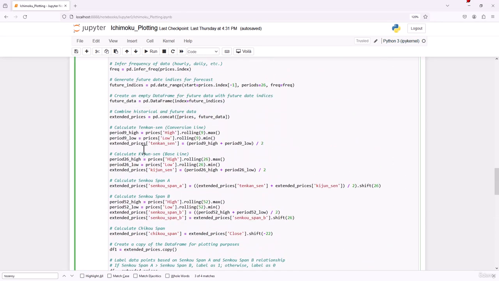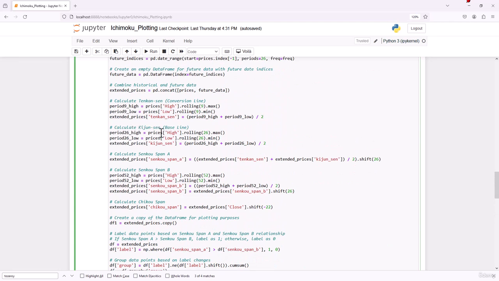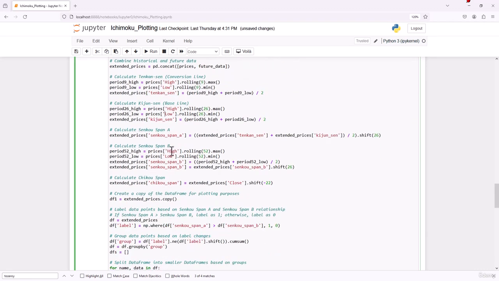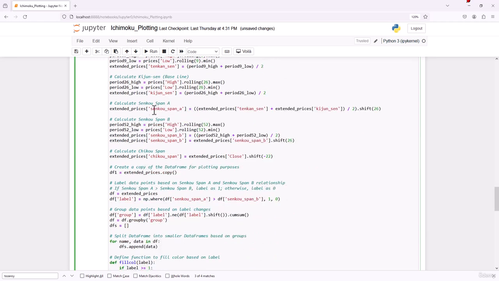Now, the Kijun-sen line is exactly similar to the Tenkan-sen line, except that instead of the number 9, we use the number 26. In fact, the Kijun-sen represents a longer term state compared to Tenkan-sen. Excellent. Now we have calculated two new lines, Tenkan-sen and Kijun-sen, with these commands added to the extended prices. Now let's move on to another important output of the Ichimoku indicator called Senkou span A.